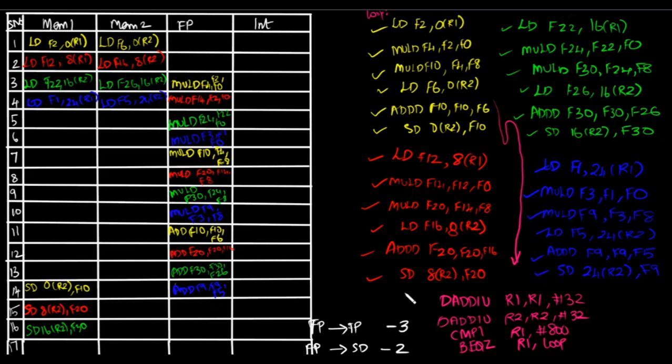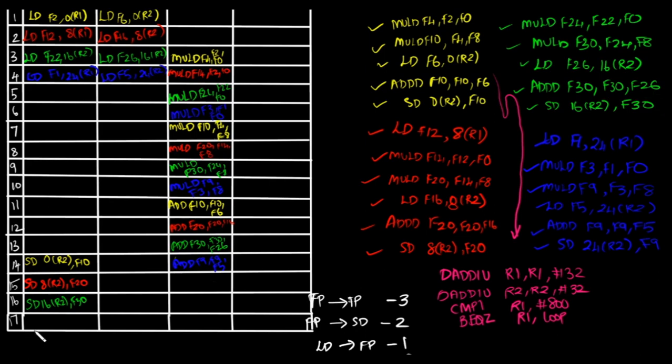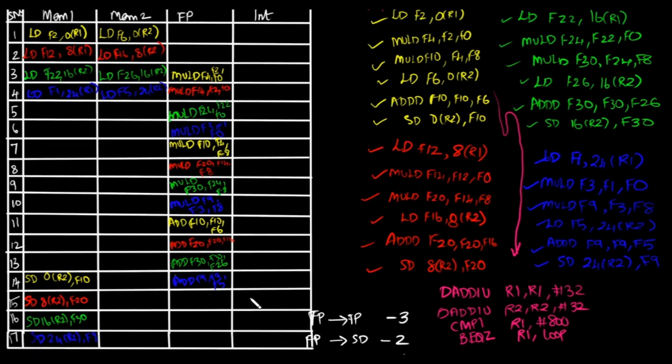Now this store has to be 2 clock cycles away, so we have to fill it in the 17th slot. So sd 24 of r2 comma f9. Now we have filled the iterations. Now we have to fill it for the fix-up code.